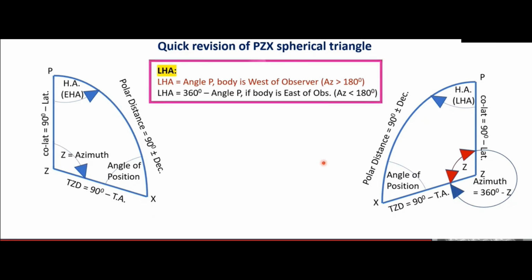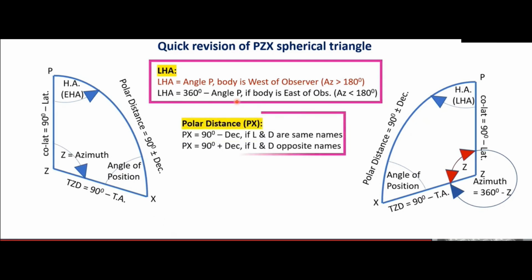Let's quickly summarize how we would do that. Now, if the azimuth of the body is greater than 180 degrees, it means the body lies to the west of the observer. And if it lies to the west of the observer, obviously angle P would be equal to LHA. If the azimuth of the body is less than 180 degrees, that means the body lies to the east of the observer. In that case, angle P becomes easterly R angle. And if we are interested in LHA, then LHA will be 360 degrees minus angle P.